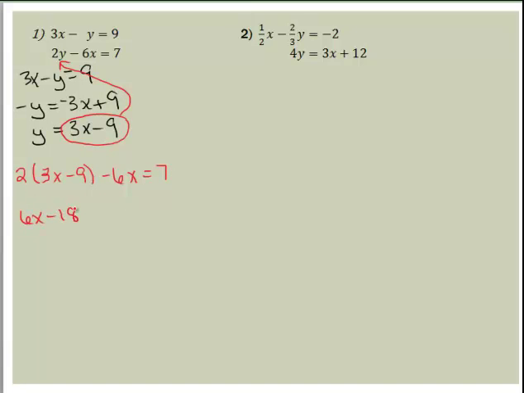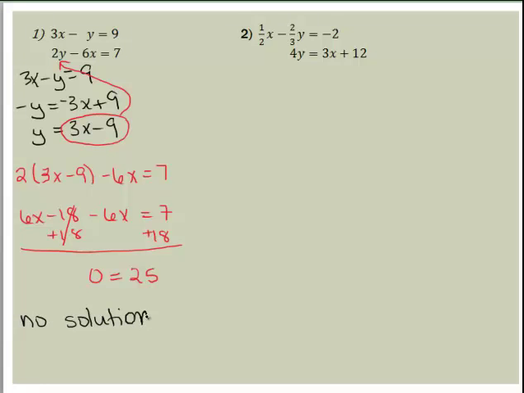We'll get 6x minus 18 minus 6x equals 7. Well, what happens whenever we add 18 and combine like terms? This is 0. 6x minus 6x is also 0. And 7 plus 18 is 25. There are no more variables, right? That means there's nothing else we can do. And 0 is not equal to 25. That means these two lines are actually parallel. So there is no solution to the system.